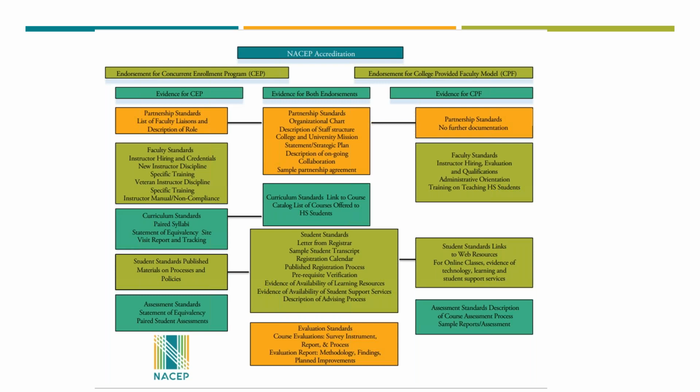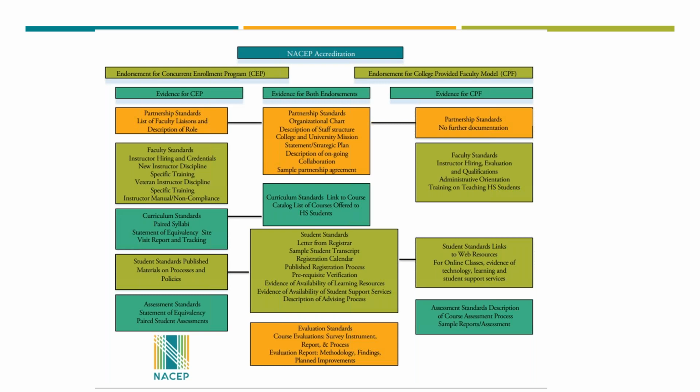So note that there are many different models and programs that high schools offer that fall under concurrent enrollment that don't meet NACEP standards. And so we definitely want to make sure when you're looking through the application and when the applicant applies that they are following and providing evidence for both of these models.